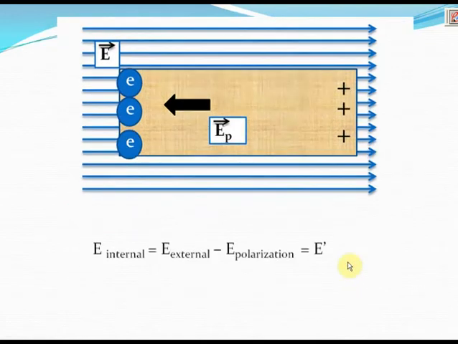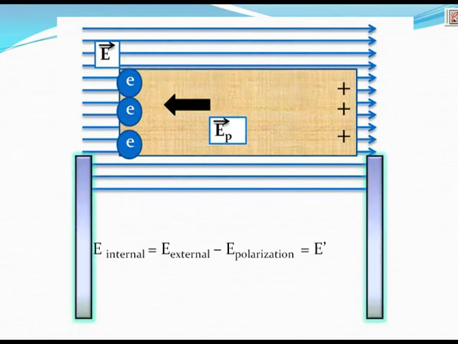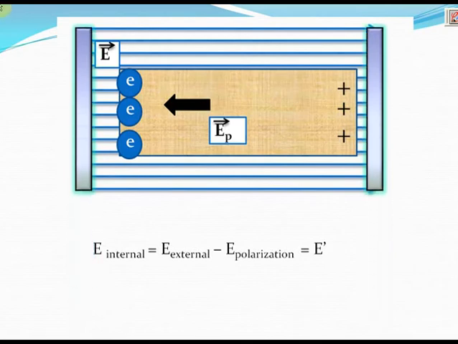Now, if E internal is E external minus E polarization, what will happen if this E here is actually the electric field because of a capacitor? What if you add two capacitor plates like this and make sure that the electric field in this region is because of the capacitor plates? Well, in that case, you can clearly represent E external by sigma by epsilon naught, because we already know that the electric field between two capacitor plates is sigma by epsilon naught.